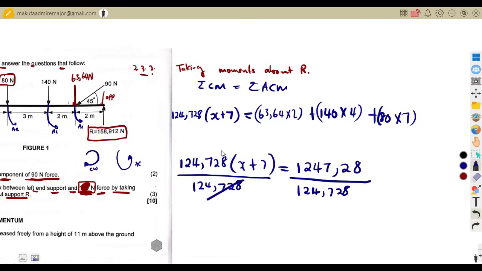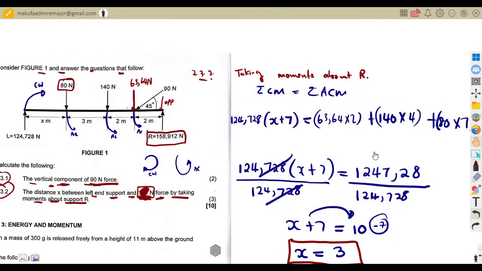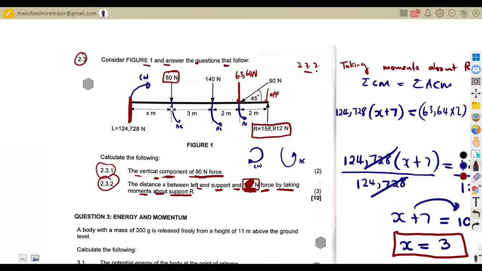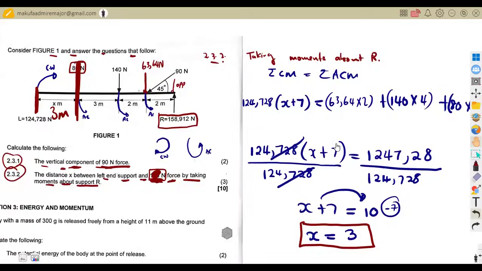All right. Instead of expanding with the brackets, that will be x plus 7 is equal to, if we divide this, you're going to obtain 10. So we can transpose the 7 to this side. It becomes negative: 10 minus 7, we obtain 3. So x was going to be 3, which is 3 meters. We have the distance here between the left end and the 80 Newton force. The distance there is 3 meters, right?